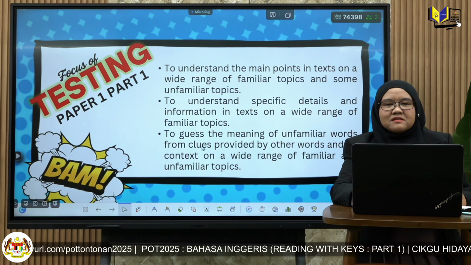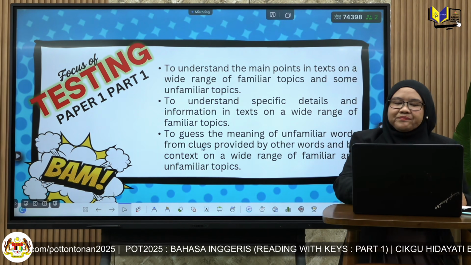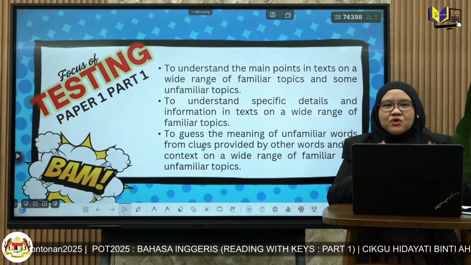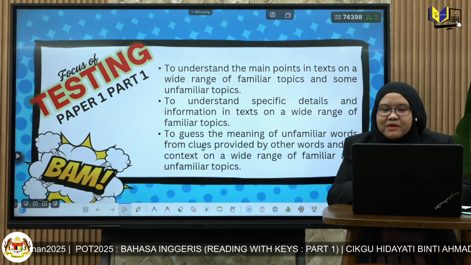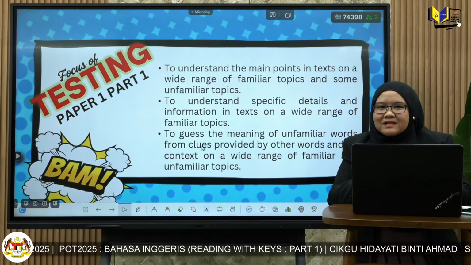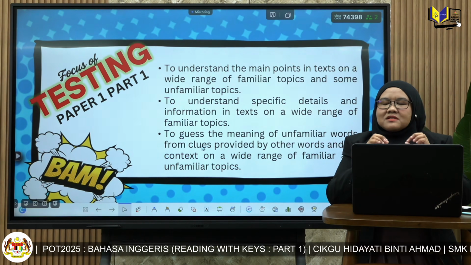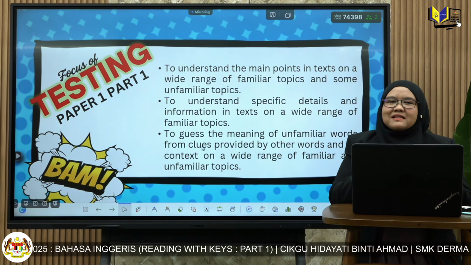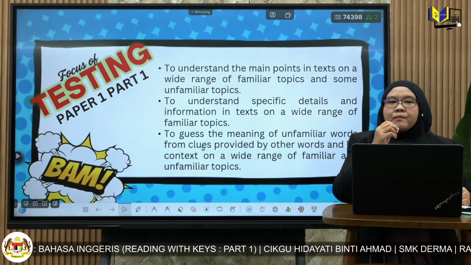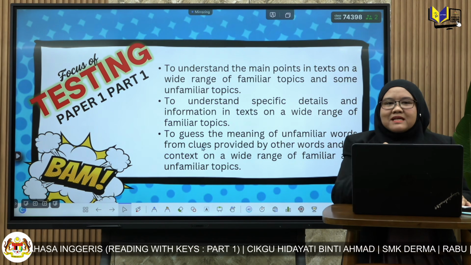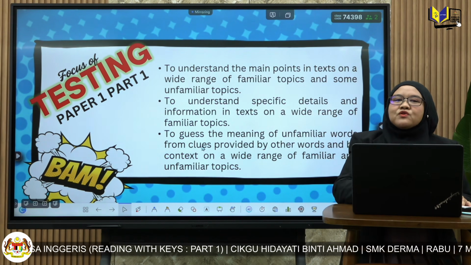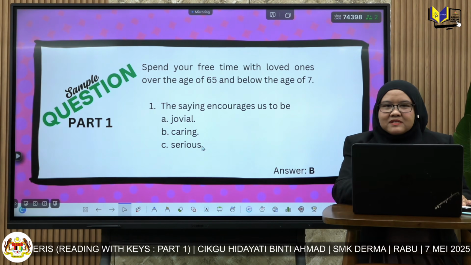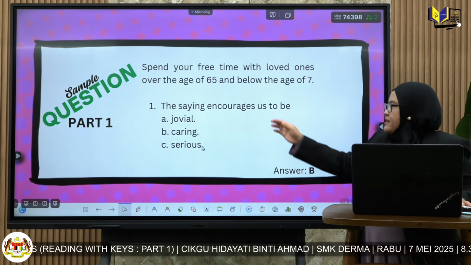What does it mean by this? Meaning, even though you don't know the meaning of certain words in the text, don't worry, because you can get the meaning from clues. This is what is important, because you can still understand the text using the clues from the words inside the same text, and also via context. Sample questions. Take a look at the screen here.